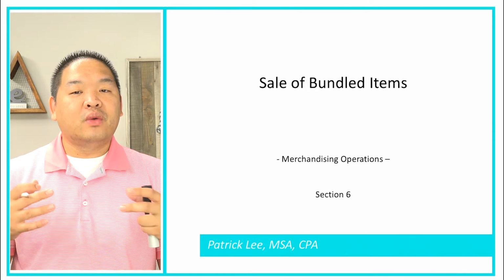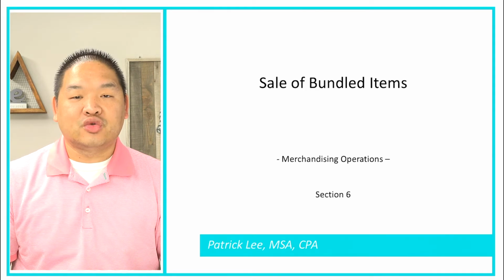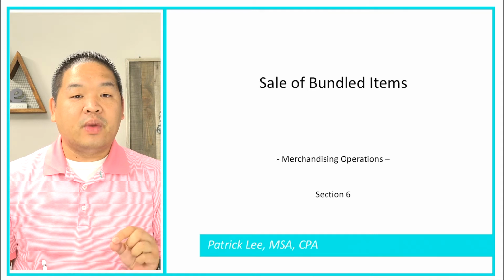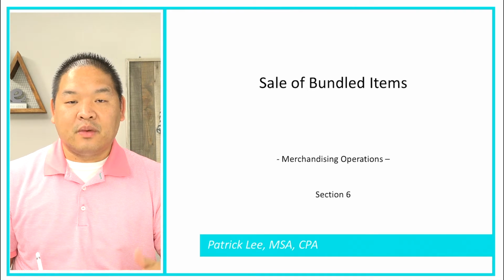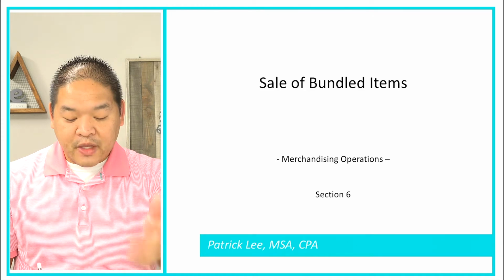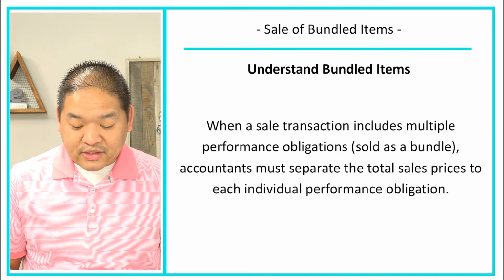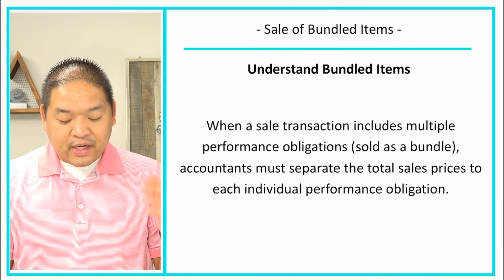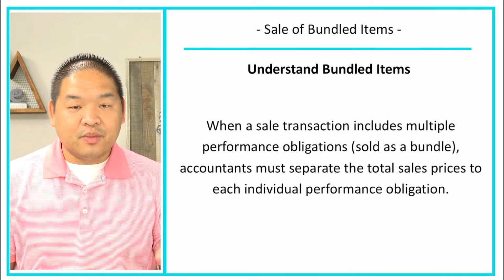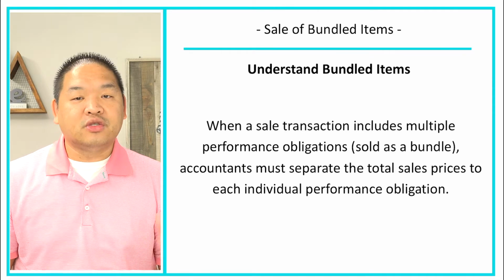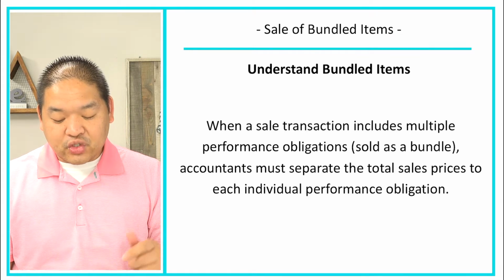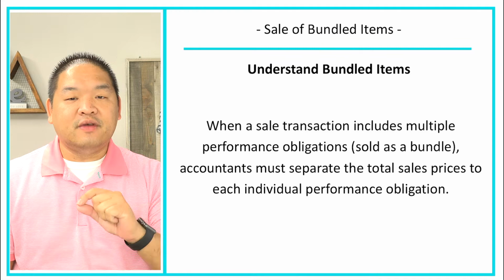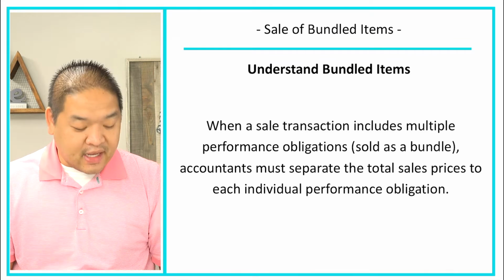We've got more than one performance obligation that we're trying to meet. Therefore, the way that we record revenue is a little different based on the different types of performance obligations. So let's get started talking about sales of bundled items. When a sales transaction includes multiple performance obligations, what we call sold as a bundle, accountants must separate the total sales price to each individual performance obligation.